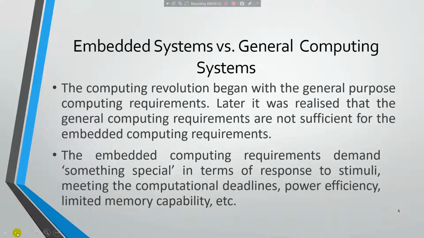Next, the computing revolution begins with the general purpose computing requirement. So it starts with the revolution of computing. Later it was realized that the general computing requirements are not sufficient for embedded computing requirements. Some applications need more RAM, some applications need less RAM. So it all depends upon what type of systems or hardware we are going to use. When it comes to an embedded computing requirement, the demand is something specific or special purpose.